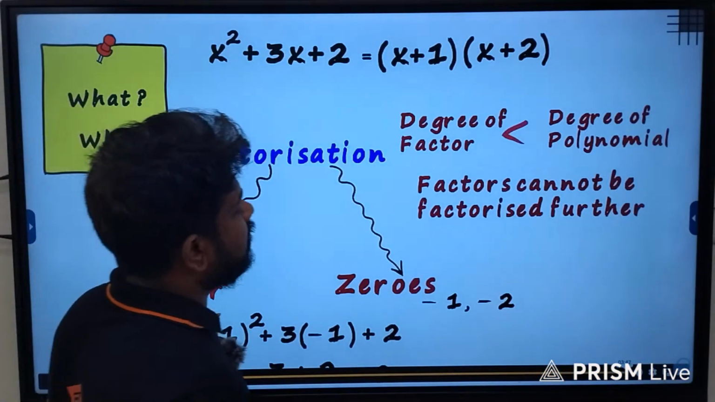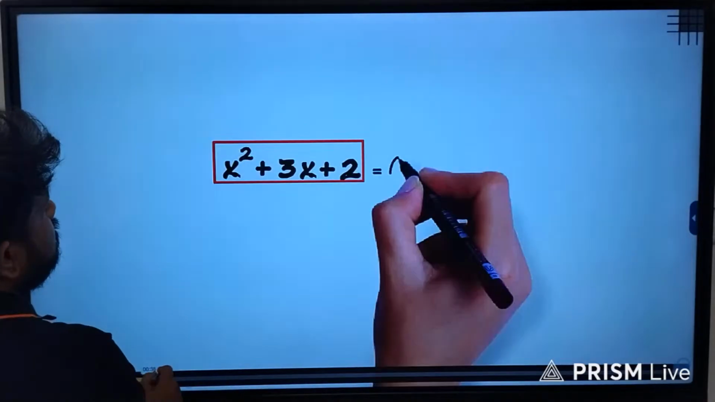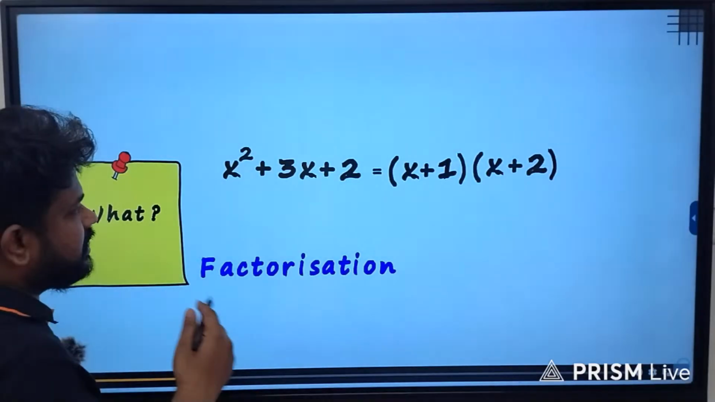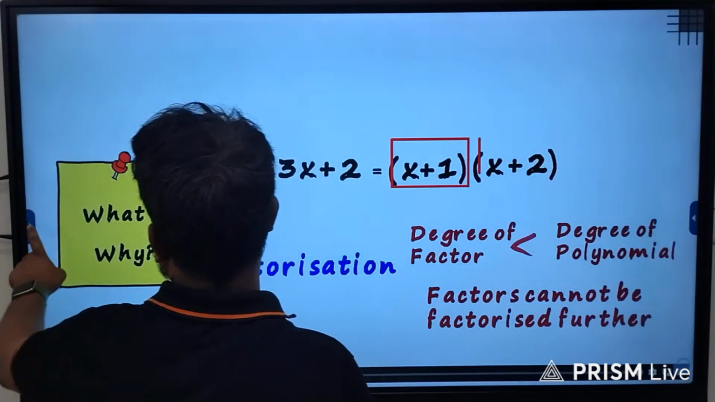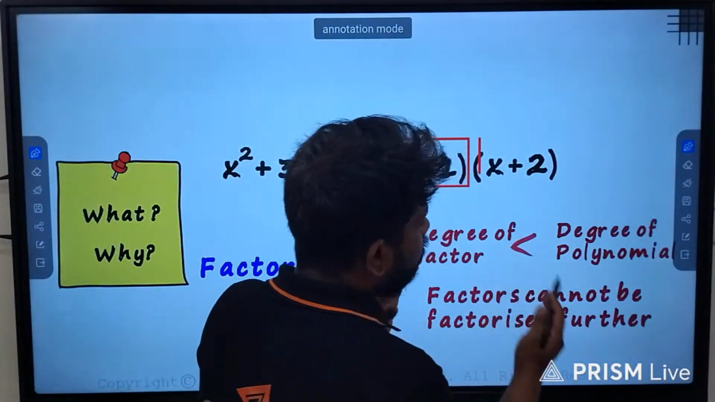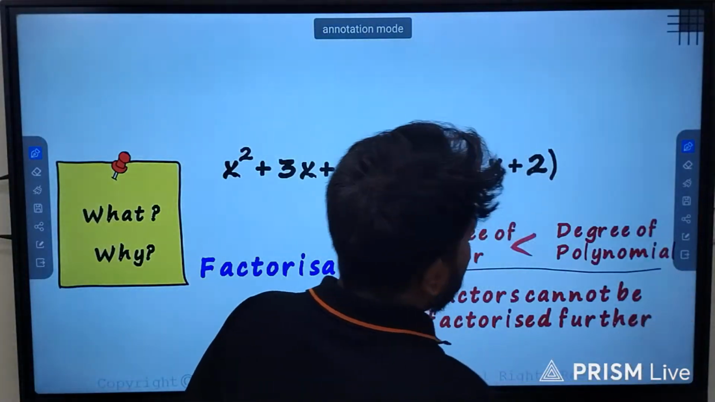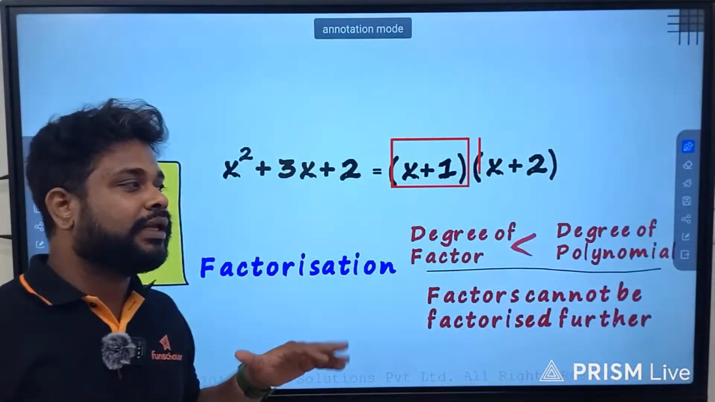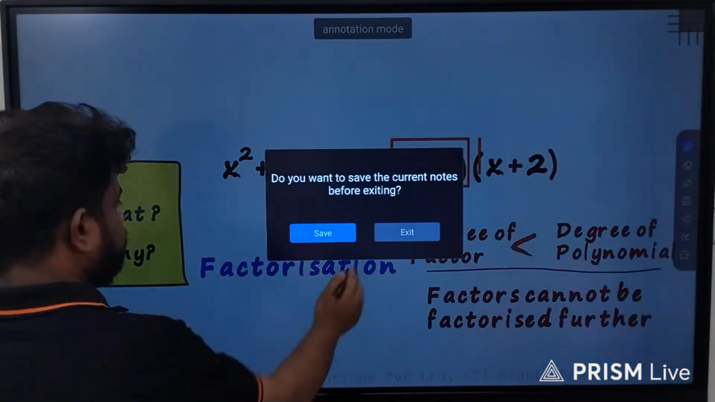Okay, so the video is complete. In this video we have learned how the factorization of polynomials works. From this we just have to note that the degree of a factor will always be less than the degree of the polynomial. Like this factor, and when doing the sums we will discuss this in a better way. Okay, so let's go further.